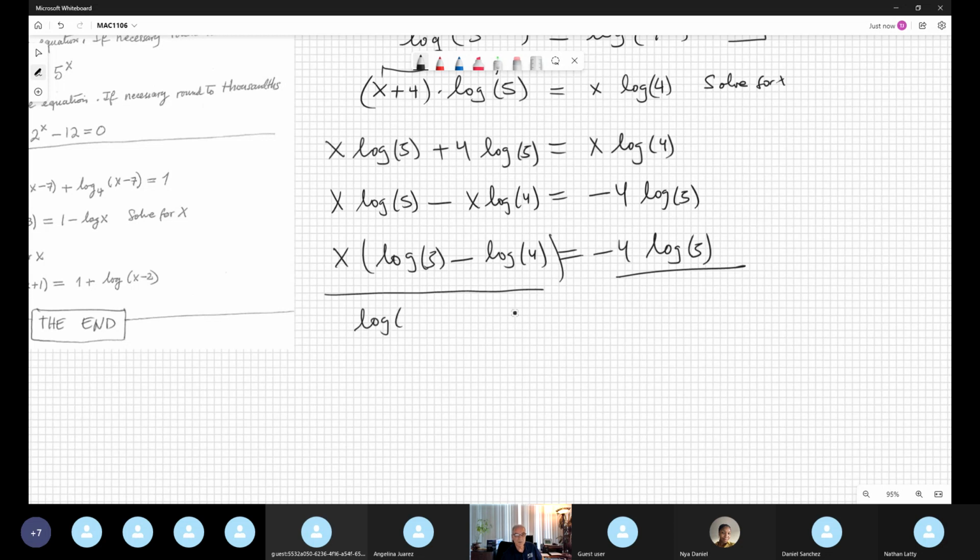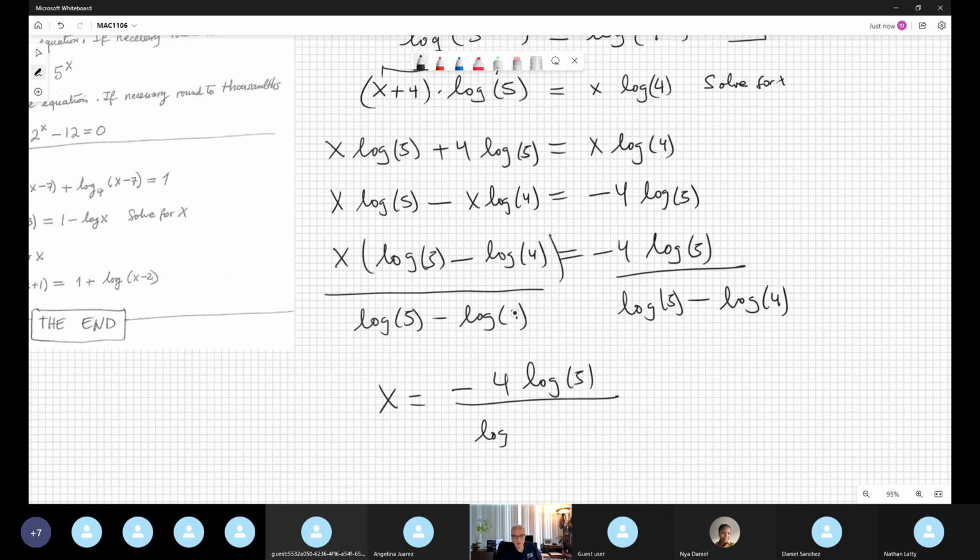Okay, logarithm of 5 minus logarithm of 4. So x alone is equal to minus 4 times logarithm of 5 divided by logarithm of 5 minus logarithm of 4. At this moment, if you want, you can put it in the calculator directly. However, I don't like this because it's too many logarithms.